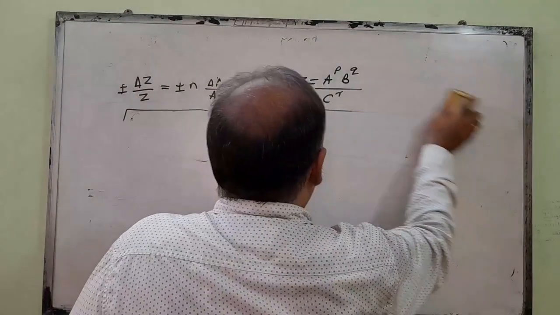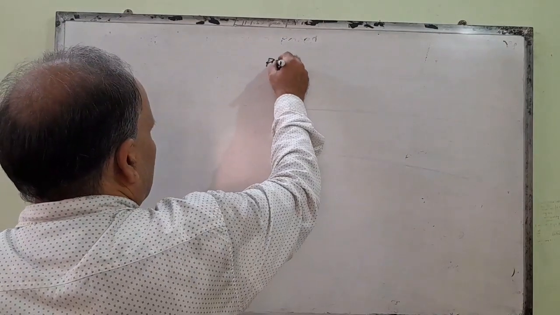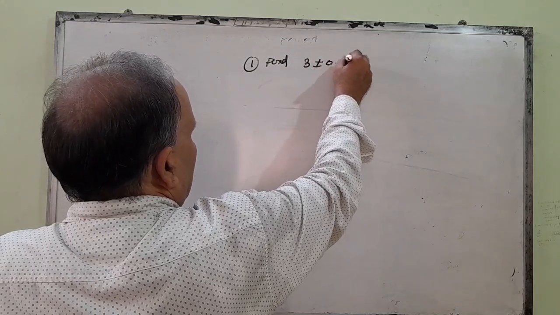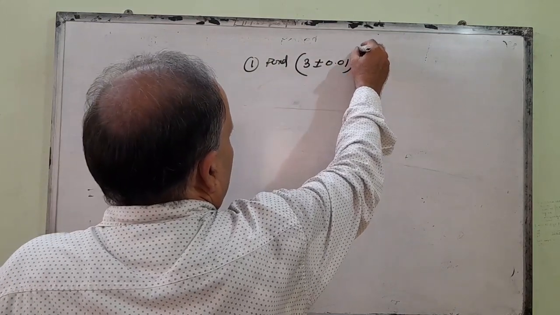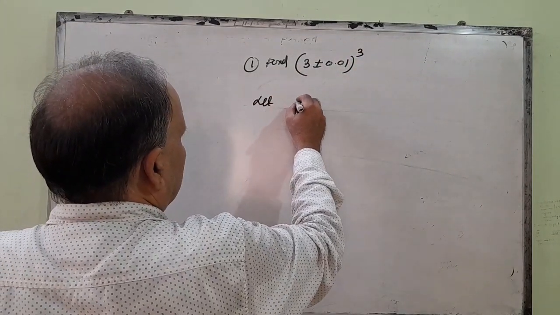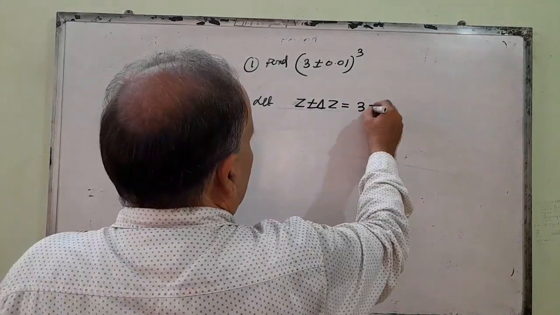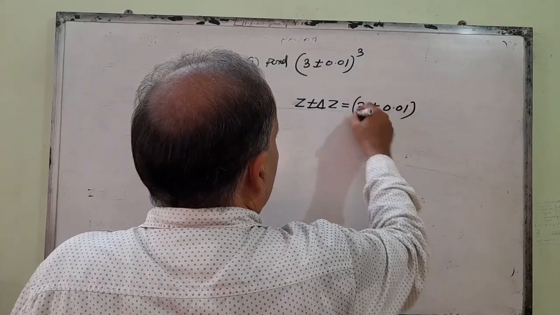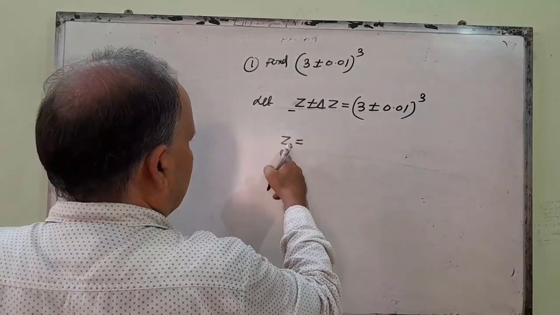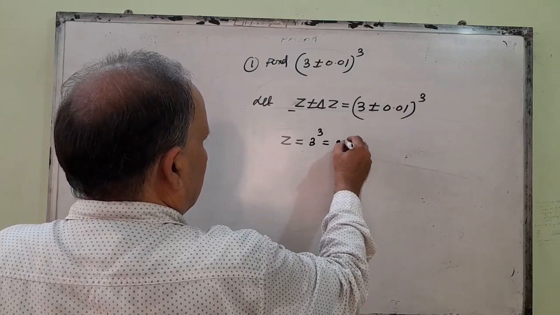Now I am doing just one problem. Find, question number 1, 3 plus minus 0.01, whole to the power 3. You write, let z plus minus delta z is equal to 3 plus minus 0.01 to the power 3. Here z is equal to what? I find z and delta z. Here z is equal to 3 to the power 3, that is your 27.